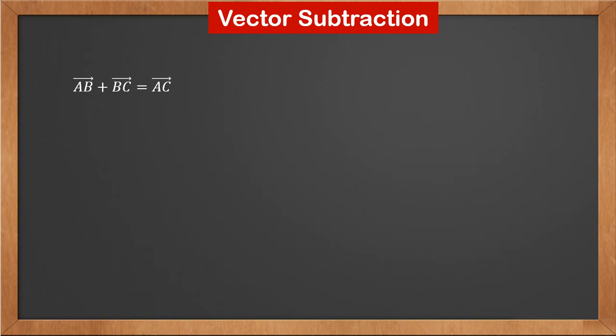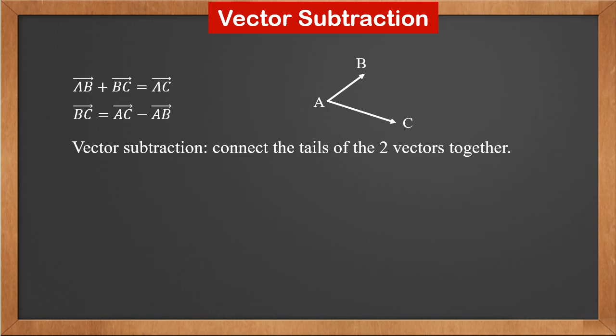From the triangle rule, we know AB plus BC is AC. So BC is AC minus AB. We can see that AC and AB share the same tail, A. Therefore, when you subtract two vectors, you connect their tails together. Like this. And AC minus AB is BC.